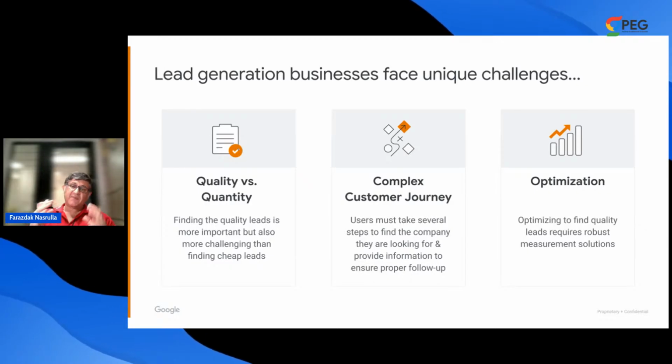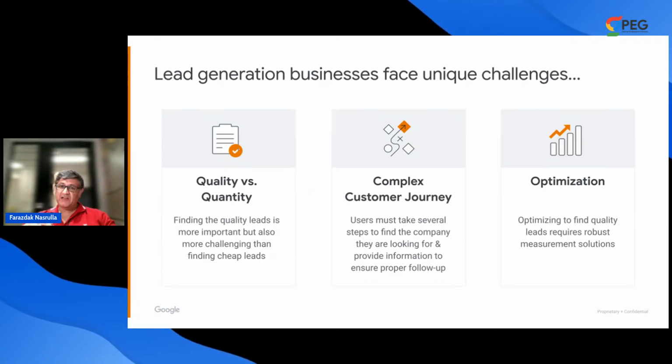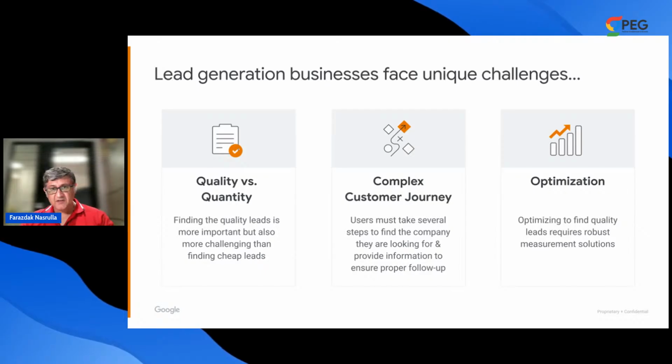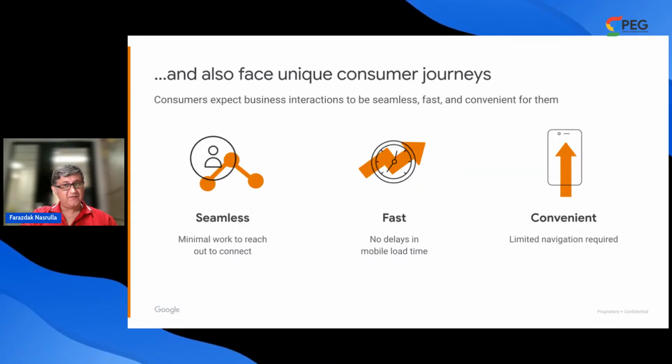And the third part of the puzzle is called optimization. How would you know where you are getting your traffic from, which particular channel is converting, which ad is working, which asset is working, which creative is working, and what is not working? These are some unique challenges that we are facing.